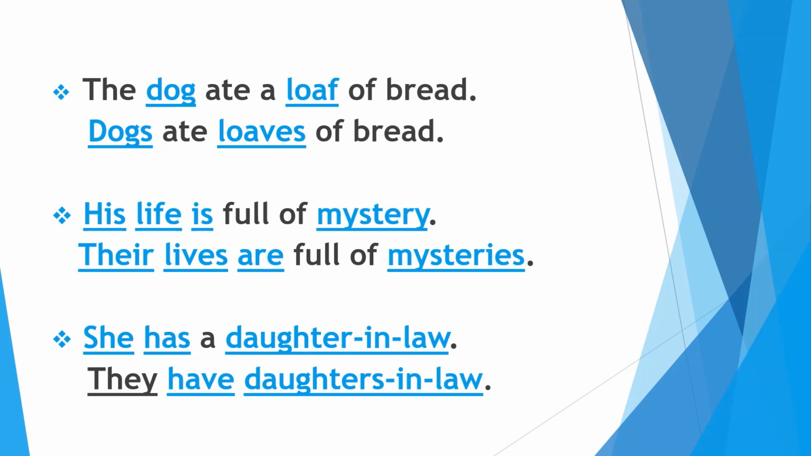Here you have to change the plural form of she to they, the plural form of has to have, and the plural form of daughter-in-law to daughters-in-law. As we have learned, when you have to change compound nouns from singular to plural forms, you have to add s to the principal or main word, and that word is daughter. So daughters-in-law is the plural form of daughter-in-law. So for she has a daughter-in-law, you will write they have daughters-in-law, or you can also write this sentence in plural form as she has daughters-in-law. This is also a correct sentence.